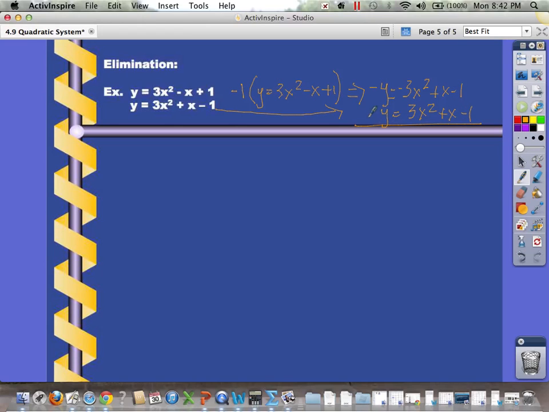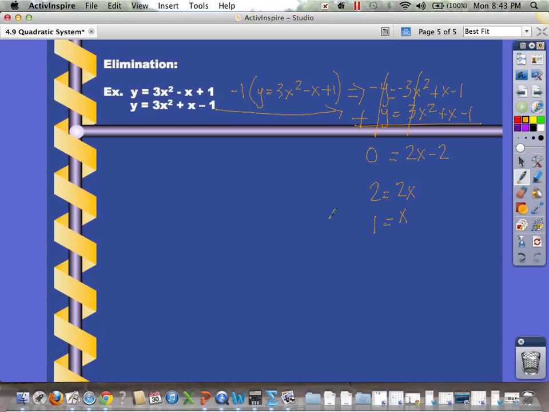Now I can draw my line and add vertically, which gets rid of my y's, and gets rid of my square terms, and gives me x plus x, which is 2x, minus 1 minus 1 is minus 2. And that's equal to 0 because it's all gone away on that side. Now you're solving for x. So now that's going to be moving this negative 2 over. It's going to be a positive 2, which makes x 1.